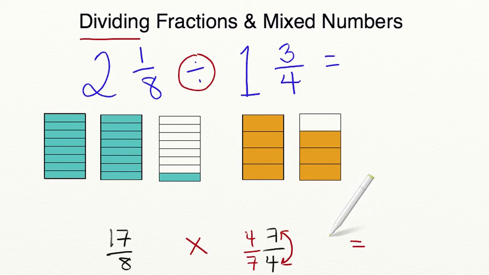Your last step is to multiply your new numerators across. 17 times 4 equals 68. 8 times 7 equals 56. Now you can also convert this back into a mixed number by dividing out your denominator into your numerator.